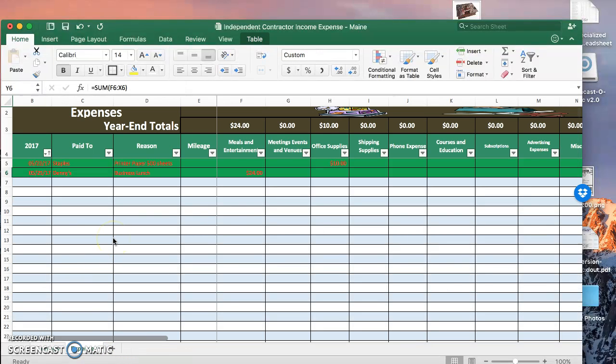Also with expenses, I can't stress enough, even if you're entering things in this sheet, make sure that you still keep your receipts in a safe place. Either take a picture of them and put them in a folder, or just keep them in a box at home. Make sure that you're keeping all of your receipts. Receipts are very crucial. The last piece of this is going to be mileage.